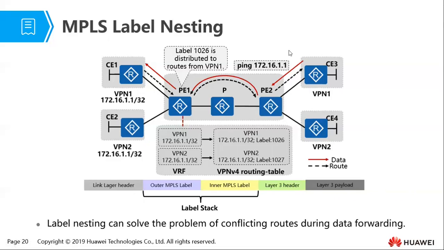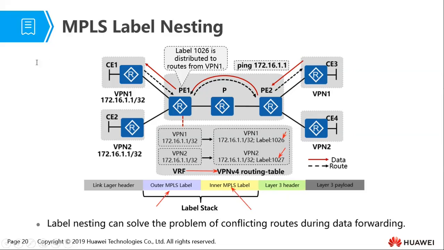Let me show you. So what happens is, when we are advertising from VRF to the VPN v4 routing table, we use an MPLS label for each of the routes that we are advertising. Now, generally, we are going to be using label nesting, meaning you are going to use more than one label.